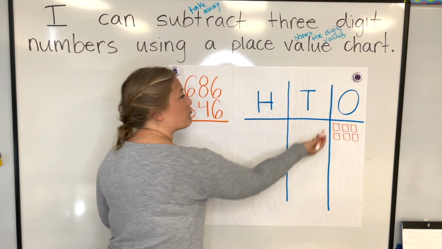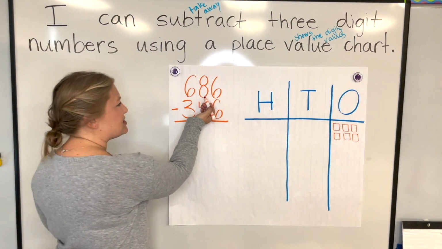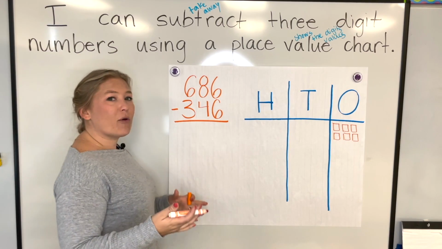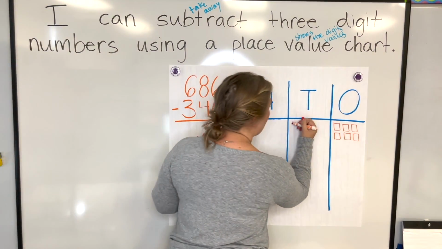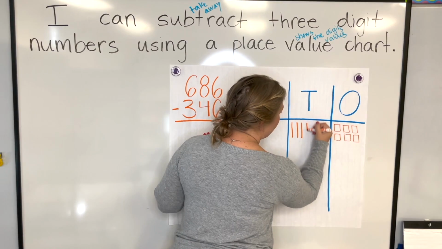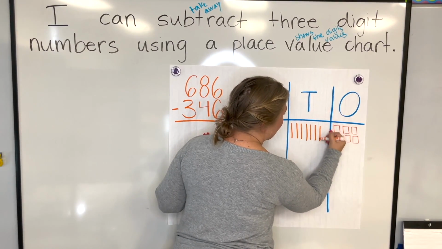Then we're going to move right into our tens column. I come back to my number and I see that we have 8. So I'm going to draw 8 10 rods. 1, 2, 3, 4, 5, 6, 7, 8.